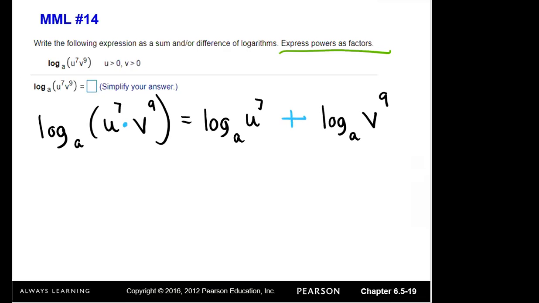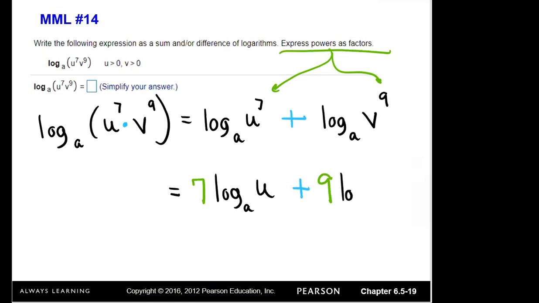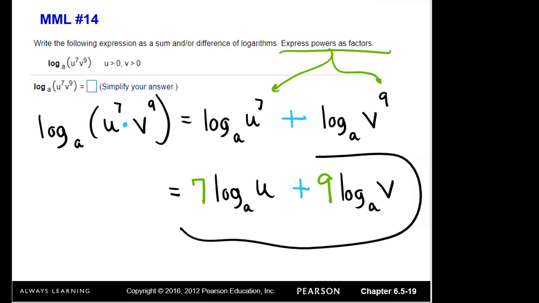And now, express powers as factors. I have two of them, the seven and the nine, and they're going to fly out in front. So this is going to equal seven times the log base A of the U plus nine times the log base E of the V. It ain't pretty, but that's my answer.